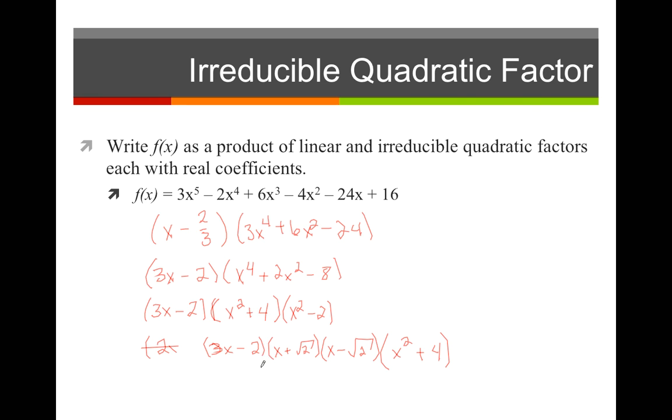What we really want here is just real numbers sometimes. All depends on the problem that's being asked. So write f of x as a product of linear and irreducible quadratic factors, each with real coefficients. So in this case, everything here is real, no imaginary values. But if it was to ask you to fully factor to the entire linear factorization, we would factor this x squared plus 4 into x plus 2i and x minus 2i.